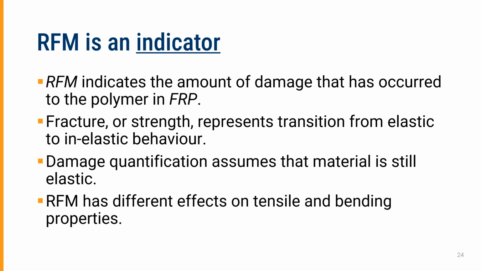Because once it's no longer elastic, it's probably failed anyway. We want to make sure that it's still elastic, and we're trying to find its elasticity limits as we quantify the damage. And RFM has different effects on tensile and bending properties. That's because tensile properties are dominated by reinforcement fiber, and the bending properties are heavily influenced by the polymer. They're also influenced by the distribution of the reinforcing fiber, but the polymer, from the previous slide, will definitely show you what it's doing at that point.